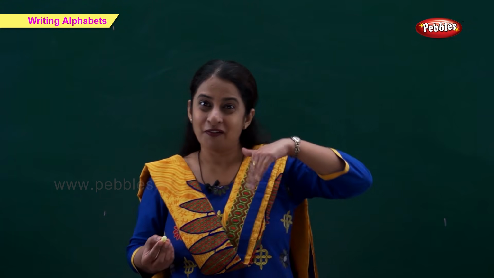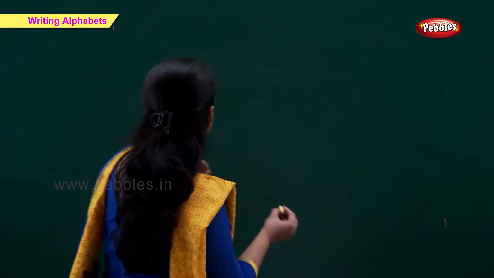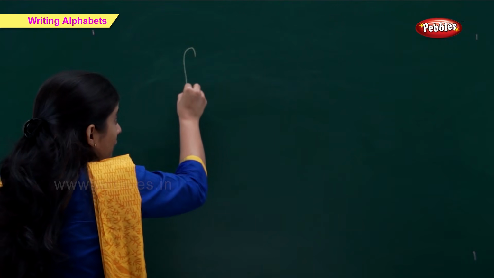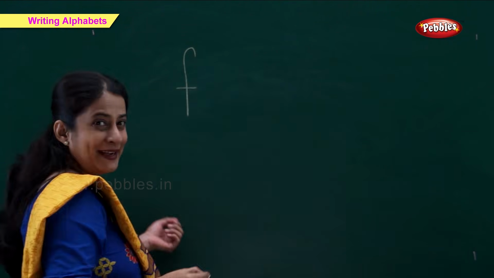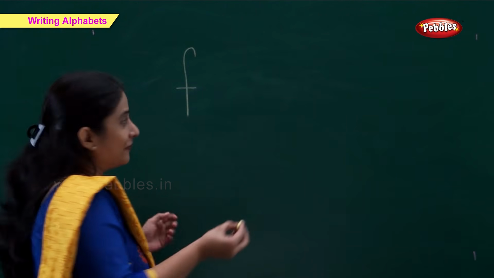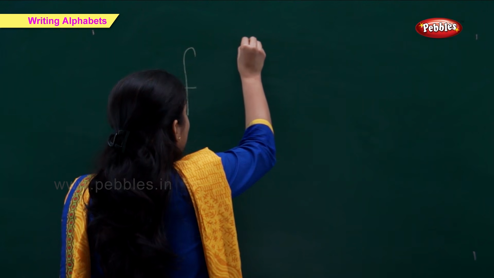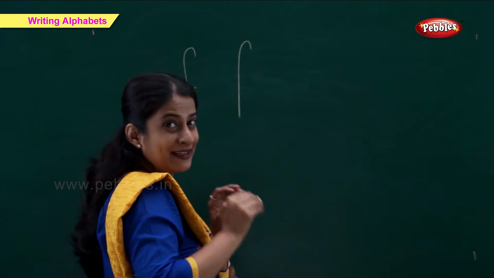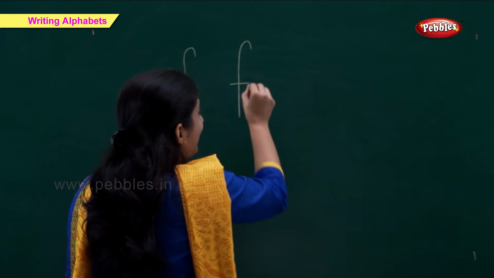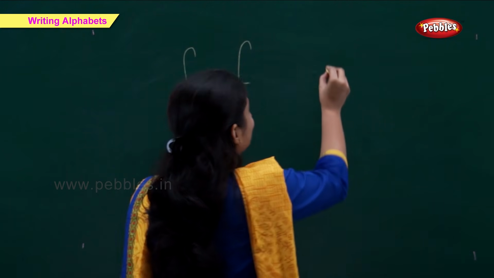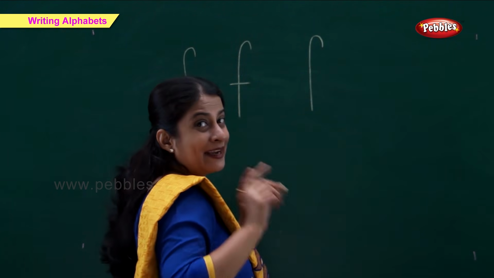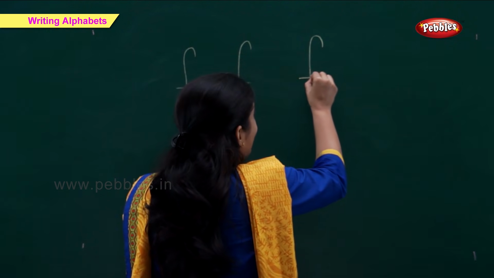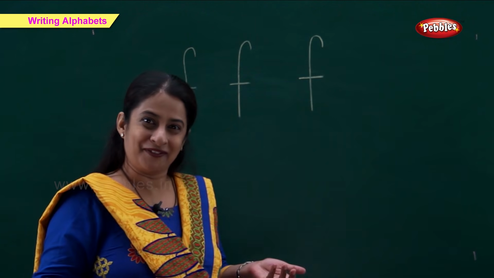Now let's write F. F for fish. A small curve joining a standing line with a sleeping line makes F. A small curve joining a standing line and a sleeping line makes F. Again, a small curve joining a standing line and a sleeping line makes F.